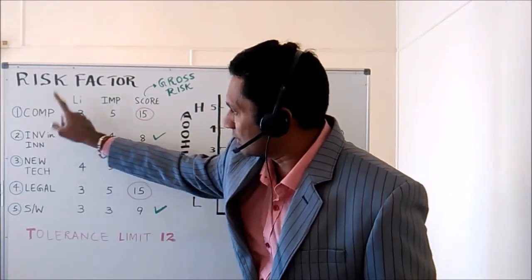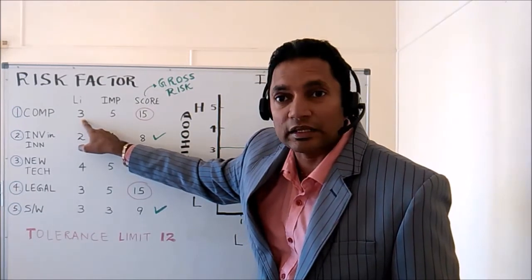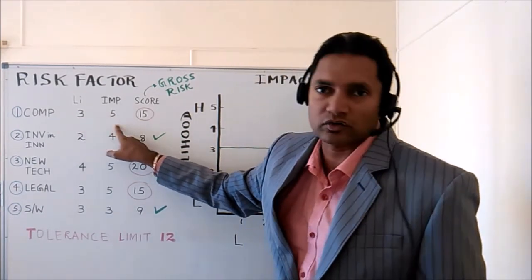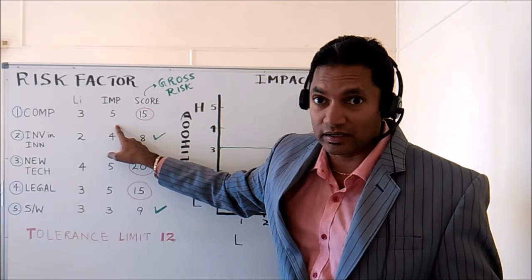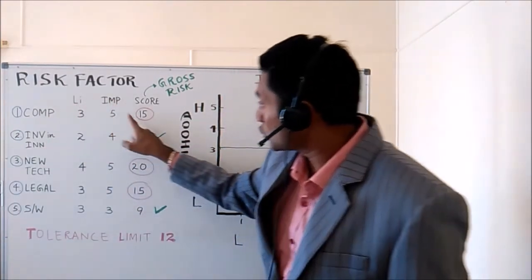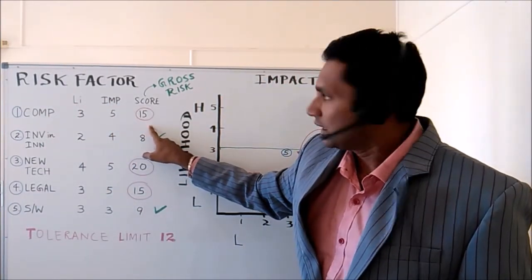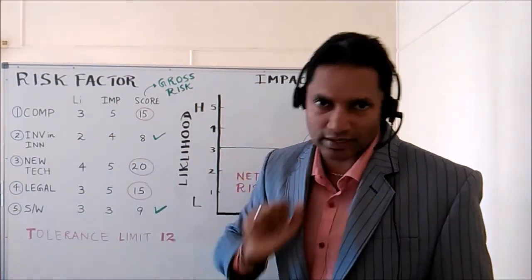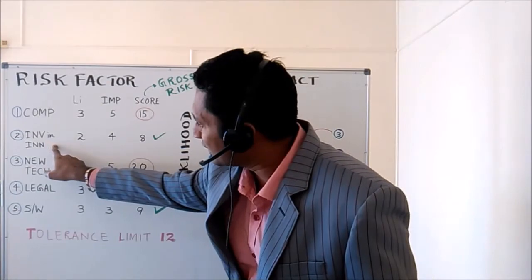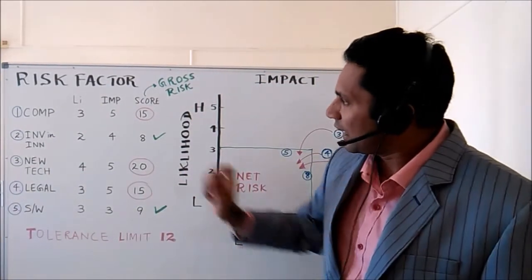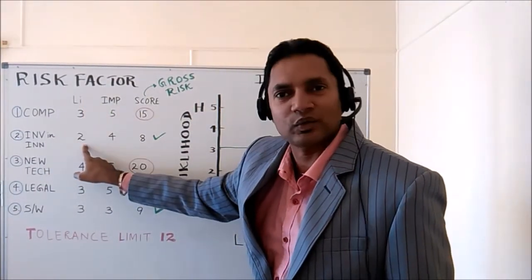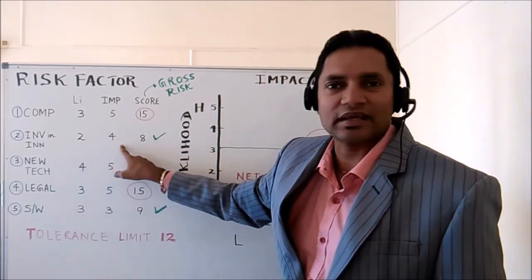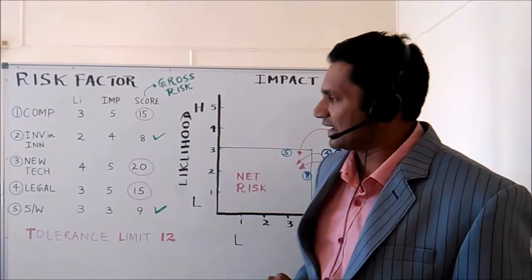Let's see. So for competition risk, I have provided likelihood of 3, impact of 5, because impact is very high. Then a total score of 15. How do you get the total score? By multiplying these two. I'll get back to that. Second risk, investment in innovation. I have identified likelihood as 2 and the impact as 4 and the total is 8.